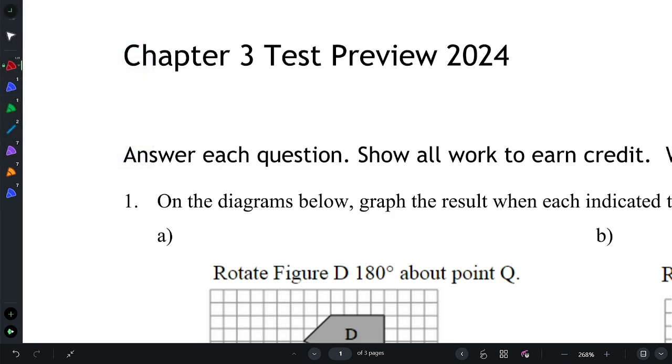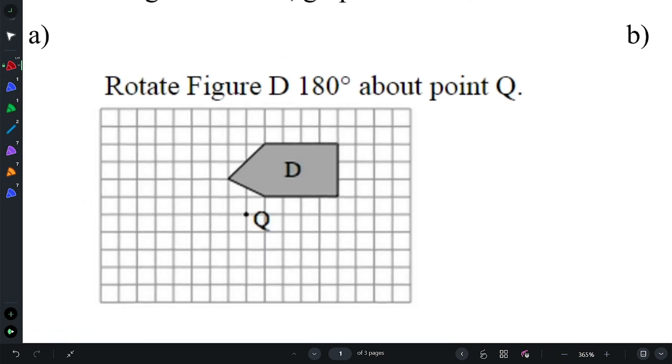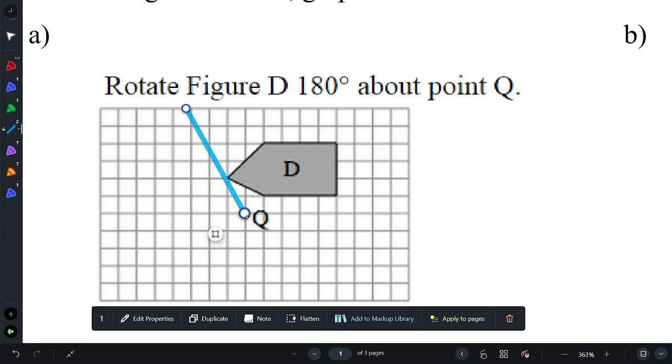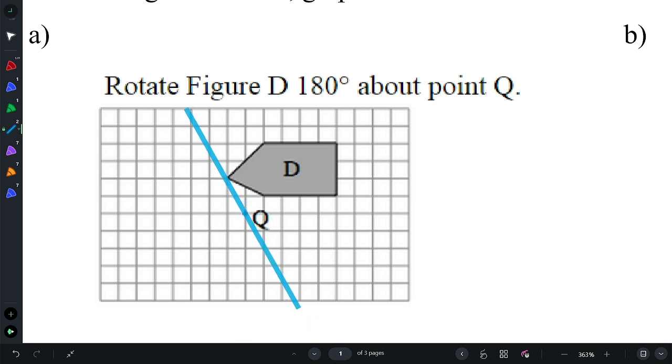Our first question says that on these diagrams that you're given here, we're supposed to rotate these shapes 180 degrees about point Q. So I'm going to mark off a couple things here. One of the things I like to do is extend this line this way. I know that when I rotate around this point Q, the very tip of this D is going to hit right here.